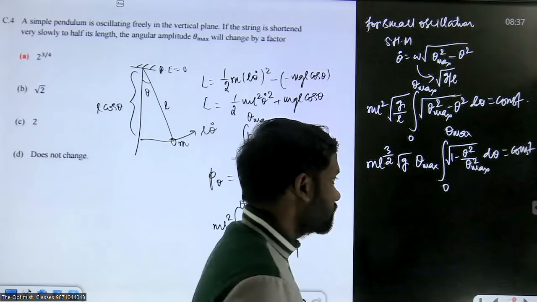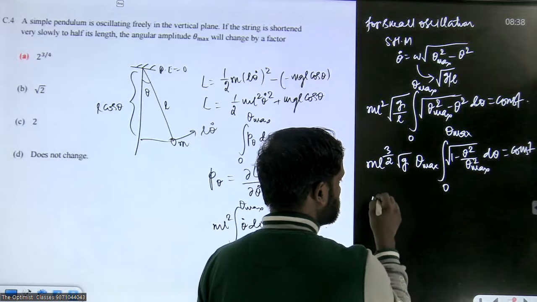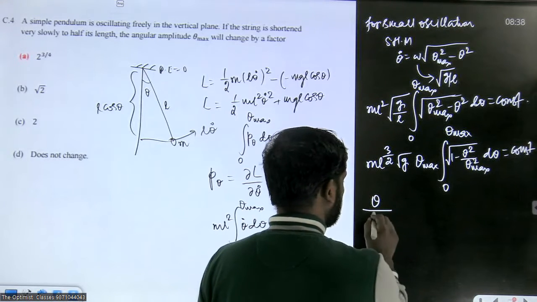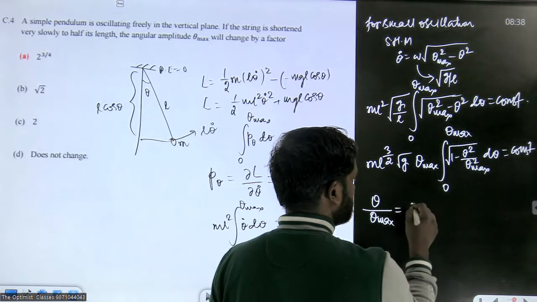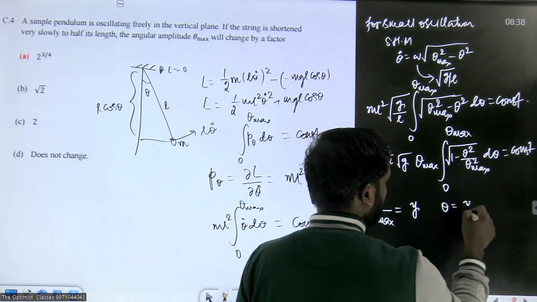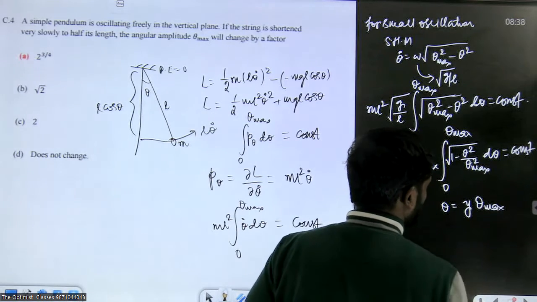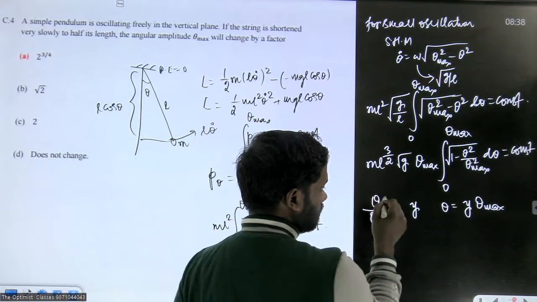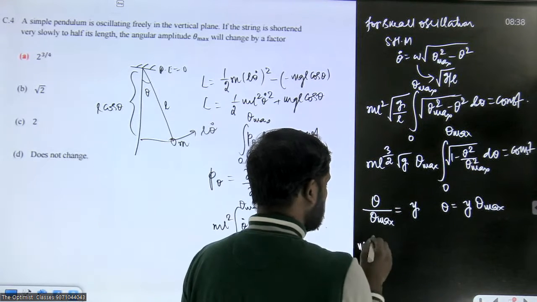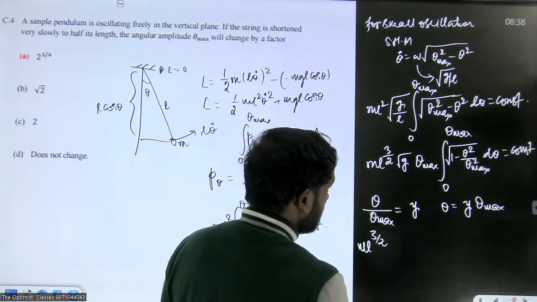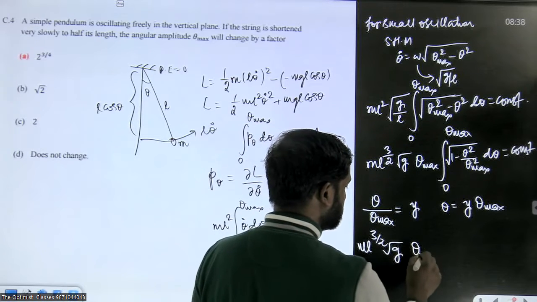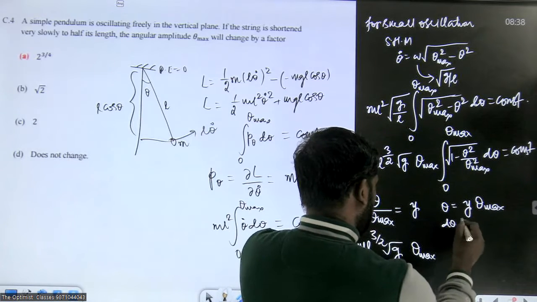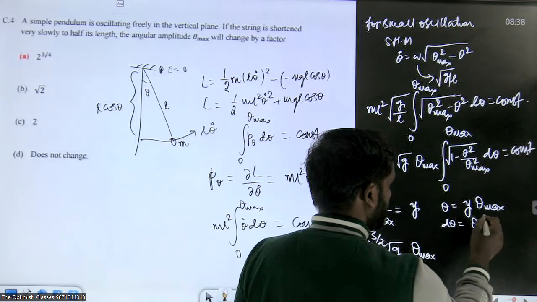Now what you do is introduce a dimensionless variable. Let's put theta by theta max equal to some y. So therefore theta will become y multiplied by theta max. If you put theta equal to 0 here, you get y equal to 0, and theta equal to theta max gives y equal to 1. So this integration will transform to ml to the power 3 by 2 root g, and here you get theta max. Okay, and d theta will be equal to theta max into dy.